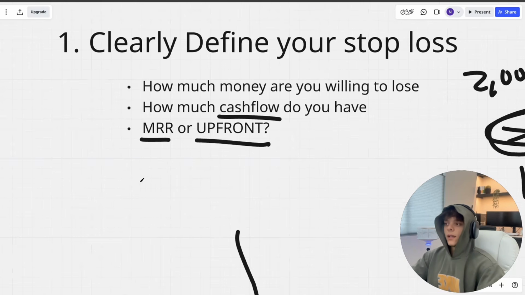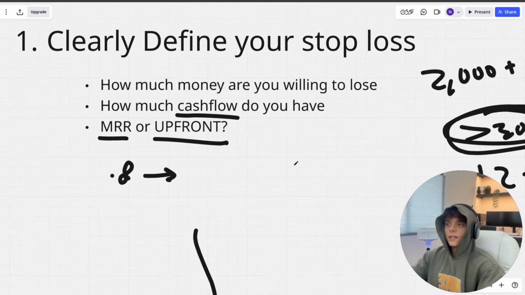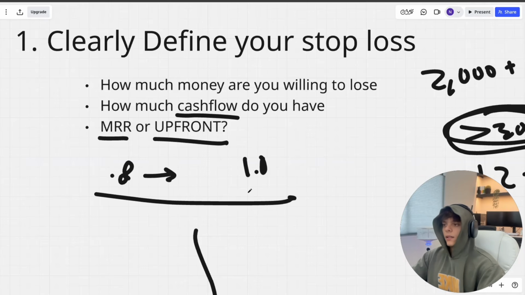So for an MRR product, if you're testing and it's at a 0.8 day 1, that's actually not too bad. That's something that you can double down on and make very feasible, depending on what we're going to talk about next. Up front, it needs to be at least above a 1, usually day 1, or else why are you selling it? So it's something to keep in mind. And these numbers depend on your skill level and your ability as well, which we'll talk about.